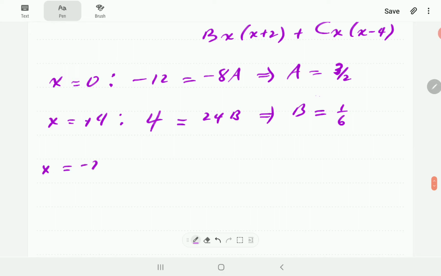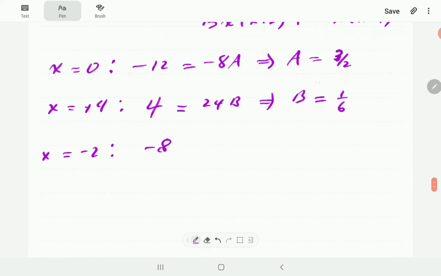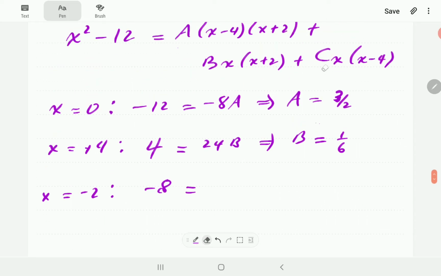Then lastly, we substitute x equals negative 2. The left hand side is 4 minus 12, which gives us negative 8. Only the last term survives, because the other two terms become 0. This is negative 2 times negative 6, which is going to be negative 12. So this is going to tell us that C is actually 2 over 3.